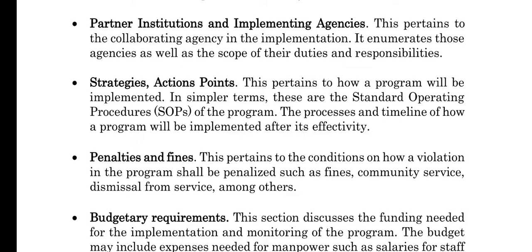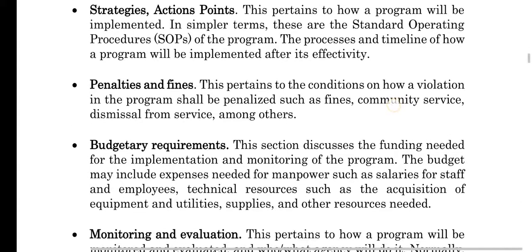Will you partner with the local government units? Will you partner with the non-government organizations? Will you partner with the community? Will you partner with other government agencies such as the Department of Public Works and Highways, such as the CSC, such as the DSWD? Then you have to include them in this particular part of the program and describe what their duties and responsibilities are. Strategies and action points.